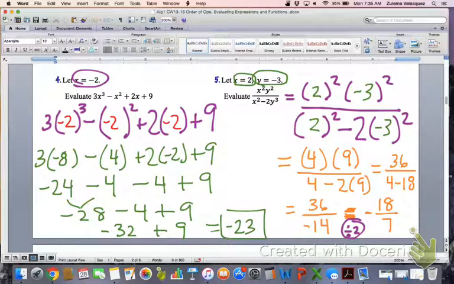I'm just going to put the negative here in the middle instead of the bottom. We usually like putting the negatives in the middle. So that's pretty much it.